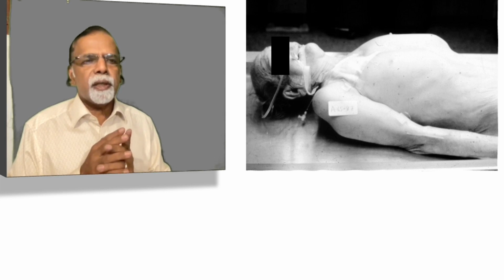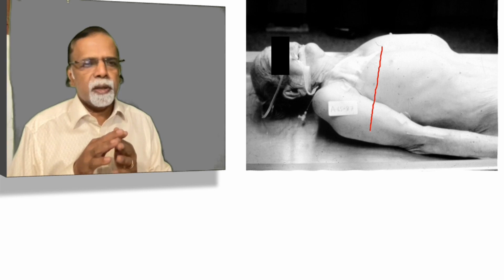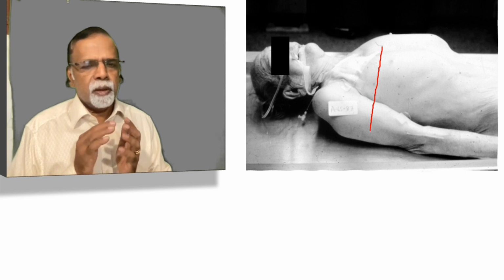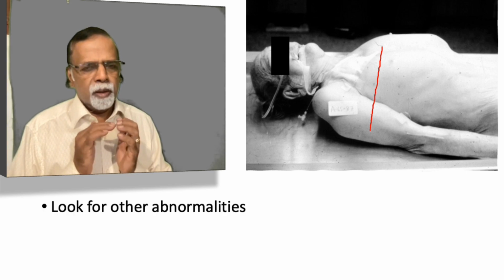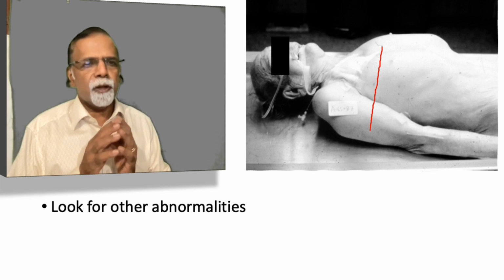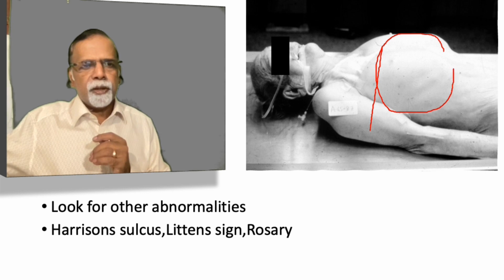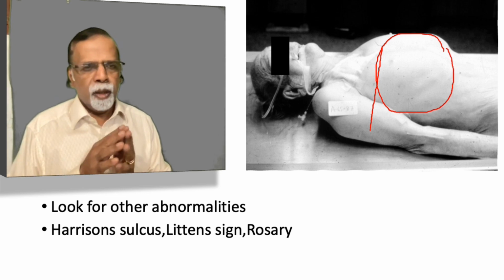So here you can see the barrel-shaped chest. I already told you about the transverse diameter versus the anteroposterior diameter. Normally the transverse diameter is greater, 7:5. Here you can see it is almost equal. This is the typical barrel shape, so this looks like the barrel-shaped chest of emphysema.